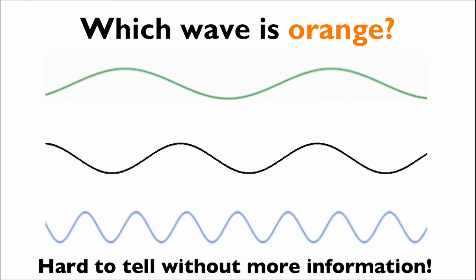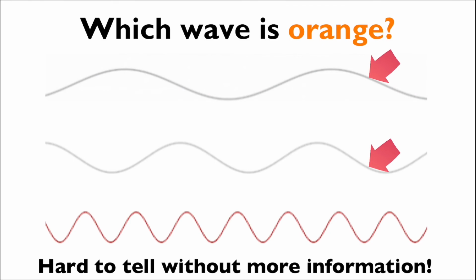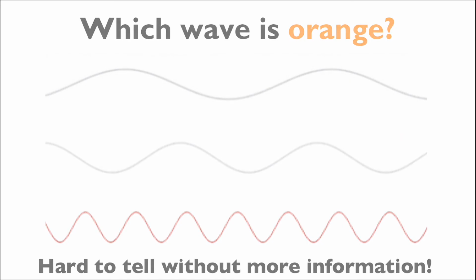And what if this is actually the red wave? Then what are these two that have longer wavelengths than red? How are they classified? Do they even have a color? Well, stay tuned to find out in the next video where we'll jump into the electromagnetic spectrum.